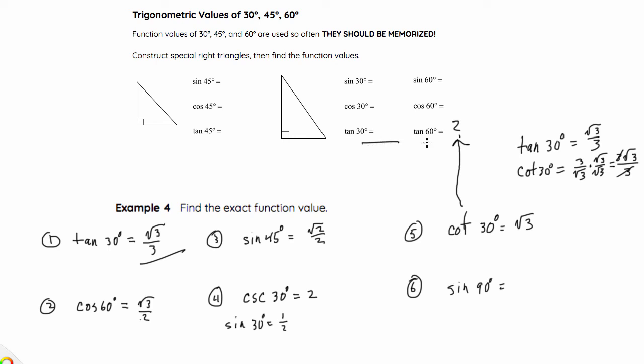The tangent of 30 and the tangent of 60 are just the opposite of each other, and the cotangents of them are going to be the same numbers as the other ones' tangents. All right, I don't know what I just said right there, but you can figure it out.